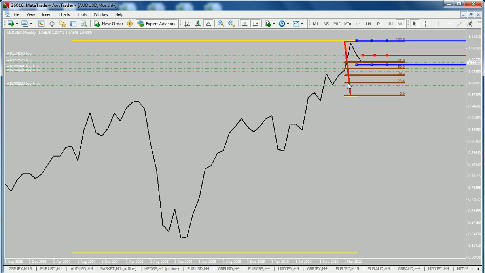The entry is usually based on a long entry on a 23.6, and the change of trend is when this crosses below the 61.8 on a monthly chart. So it's going up, and once it changes and this continues down, the trend for that currency is generally changing in the longer term.